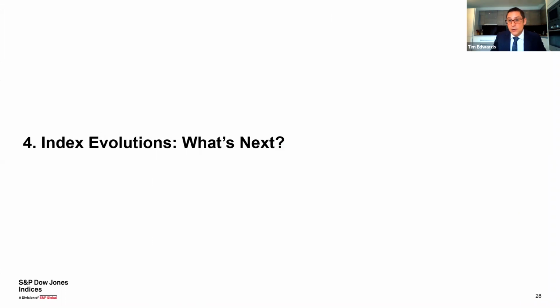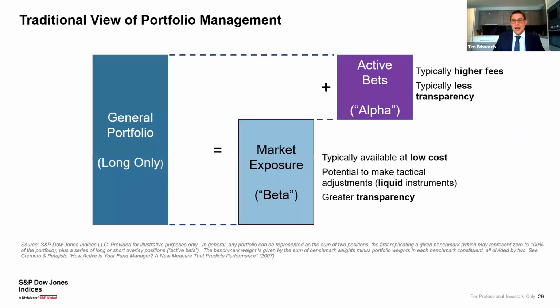Now we're going to move to kind of what's next, right? The S&P 500 was built in 1957. What's coming next down the line, particularly for the Indian market? And we'll start with a little bit of theory. So this bit hopefully is familiar for everyone.